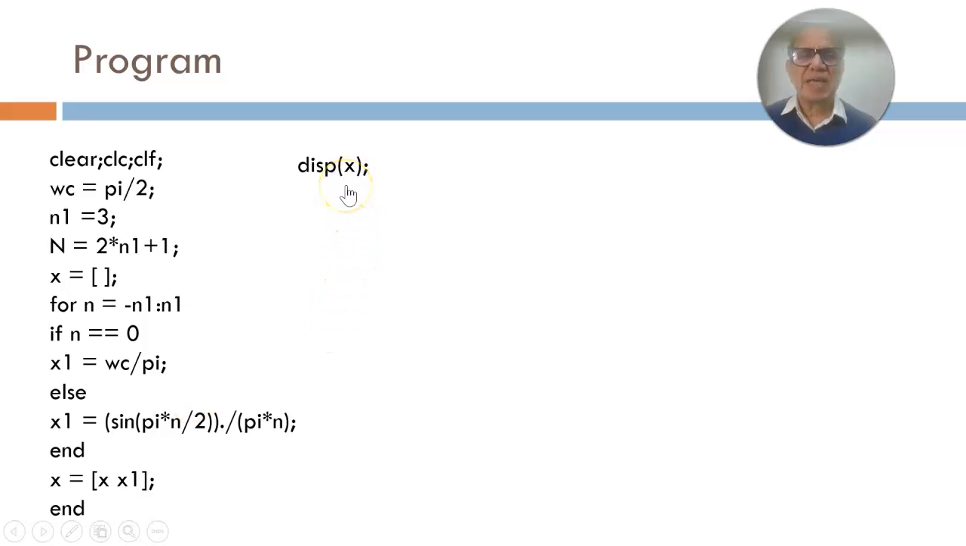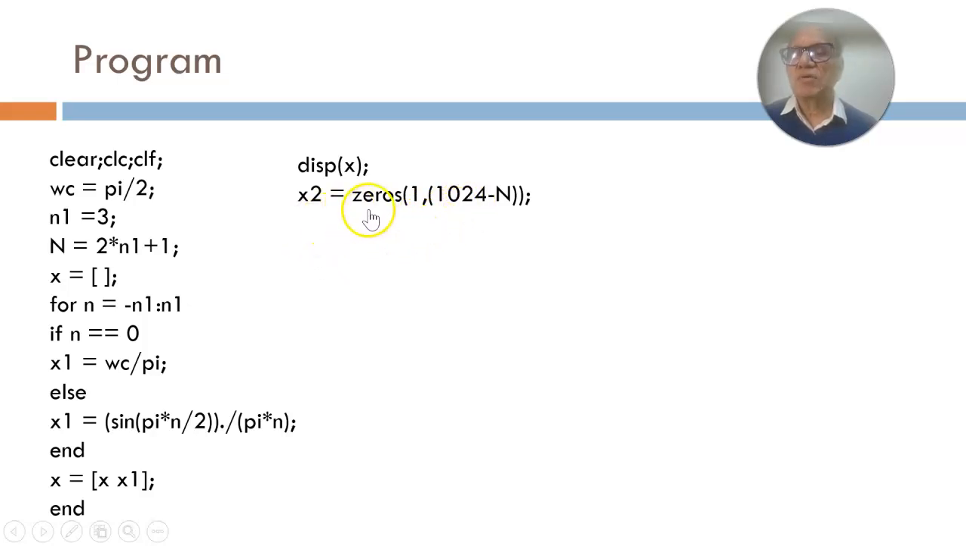Then you can display x for your convenience. Now you add a large number of zeros to this. How many? As many as are required to make the total number of samples for x2 equal to 1024, because that is a good figure for which FFT calculation gives accurate results. But it could be other values also.